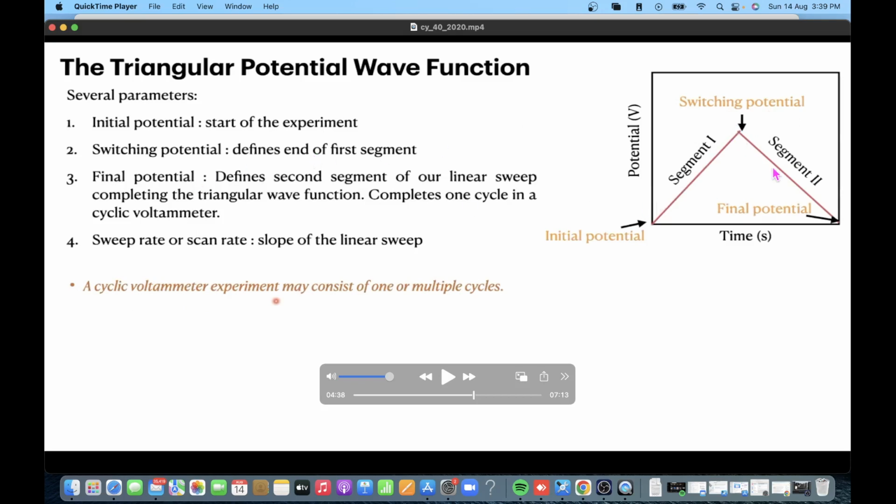After this we get another segment, called segment 2, which reaches the final potential value. It defines the second segment of our linear sweep, completing the triangular wave function. So basically it completes one cycle in cyclic voltammetry. The fourth parameter is the sweep rate or the scan rate. It is just the slope of the linear sweep. So if I find the slope of this, that will be the sweep rate or the scan rate. A cyclic voltammetry experiment may consist of one or multiple cycles. Here we have only seen one cycle.